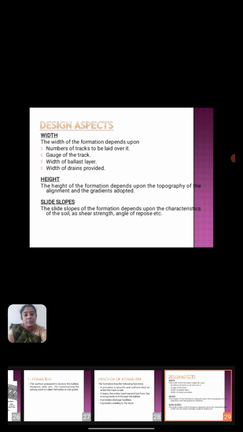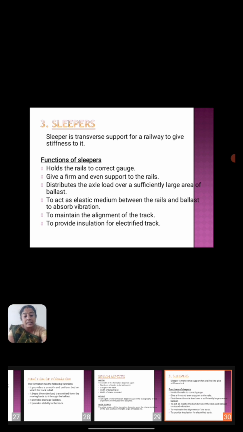And then side slopes. Side slope is nothing but we have to usually provide 2:1 side slopes on either side in order to give stability to the track. With the 2:1 ratio, we are providing the embankment on both sides by considering the shear strength of the soil and the angle of repose, etc.